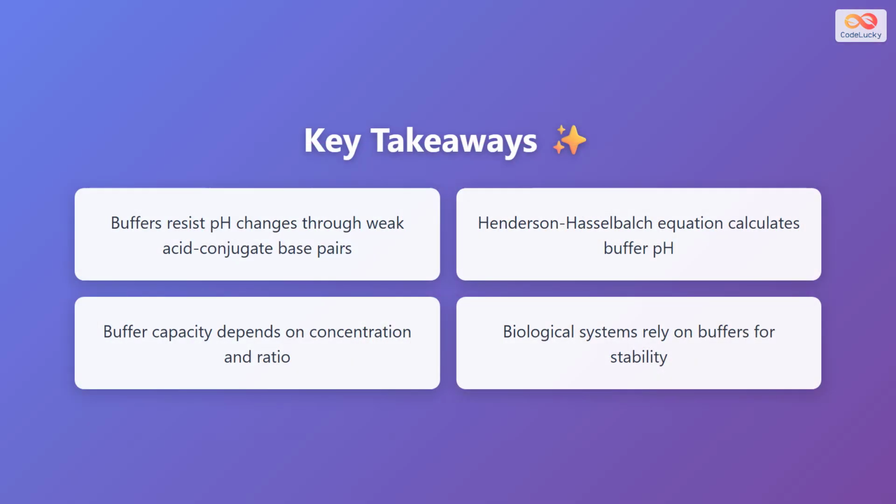Let's recap the essential points about buffers. First, buffers resist pH changes through the combined action of a weak acid and its conjugate base pair. Second, we can calculate buffer pH using the Henderson-Hasselbalch equation. Third, buffer capacity depends on the concentration of buffer components and their ratio, with equal concentrations providing maximum capacity. Finally, biological systems rely heavily on buffers for maintaining the stable pH conditions necessary for life. Understanding buffers gives you insight into both chemistry and biology.